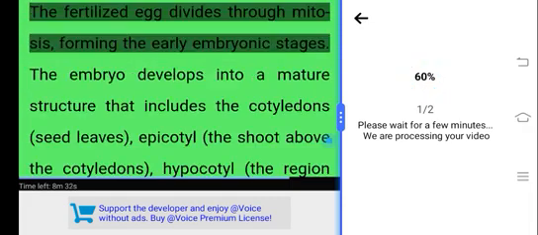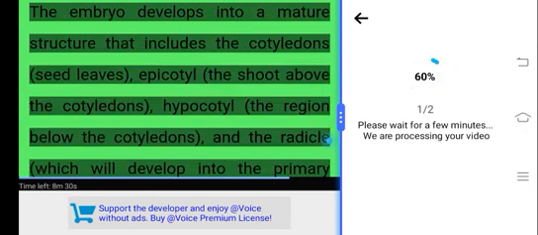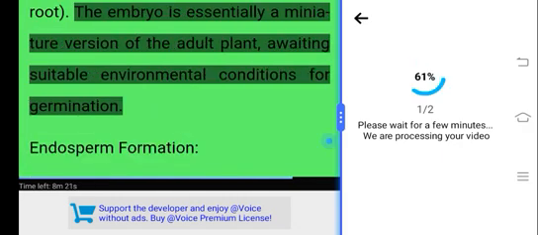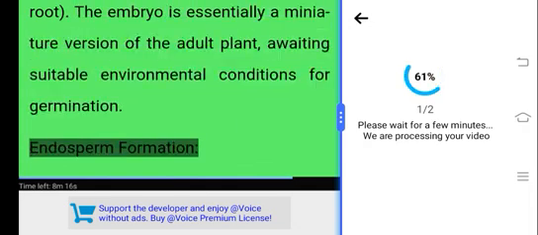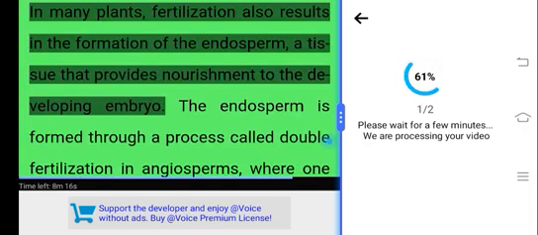Embryo development. The fertilized egg divides through mitosis, forming the early embryonic stages. The embryo develops into a mature structure that includes the cotyledons, seed leaves, the epicotyl, the shoot above the cotyledons, the hypocotyl, the region below the cotyledons, and the radicle, which will develop into the primary root. The embryo is essentially a miniature version of the adult plant, awaiting suitable environmental conditions for germination. Endosperm formation. In many plants, fertilization also results in the formation of the endosperm, a tissue that provides nourishment to the developing embryo.